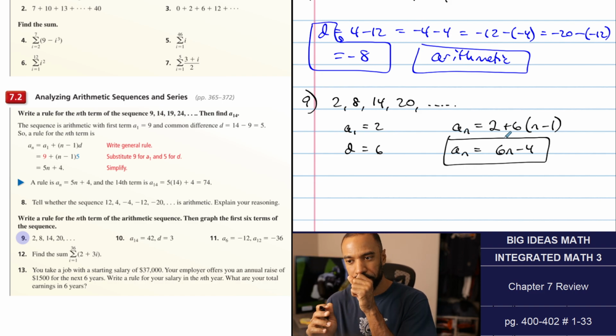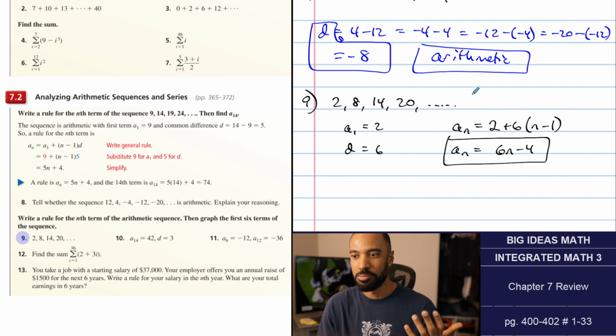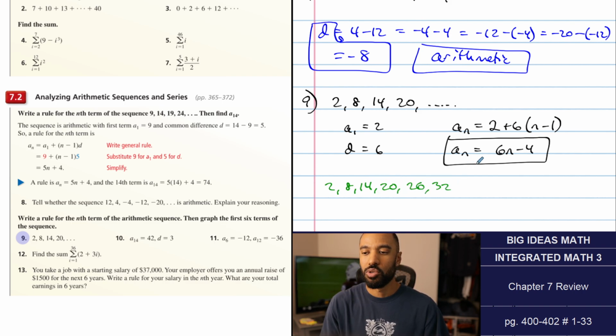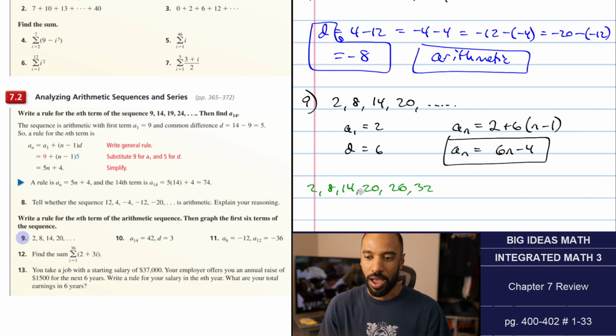Now, say write the rule and graph the first 6 terms. I don't really need the rule to get the next 2 terms. I'd rather work this recursively, which is a word we're going to be talking about a lot more in section 7.5, where I can add 6 to get this next term. 2, 8, 14, 20. Plus 6 is 26, plus 6 is 32. So these are the ones we're going to be plotting on a graph.